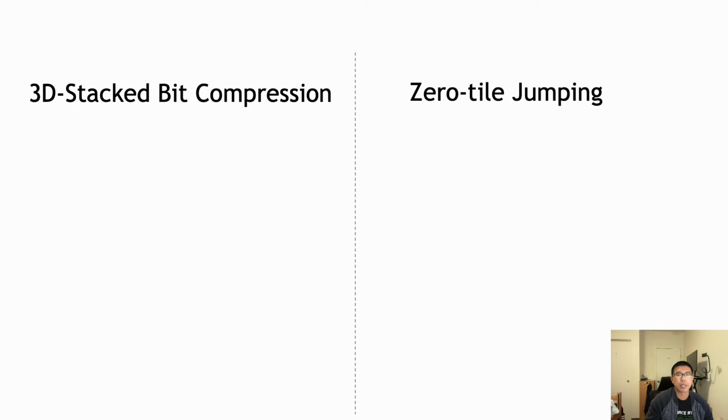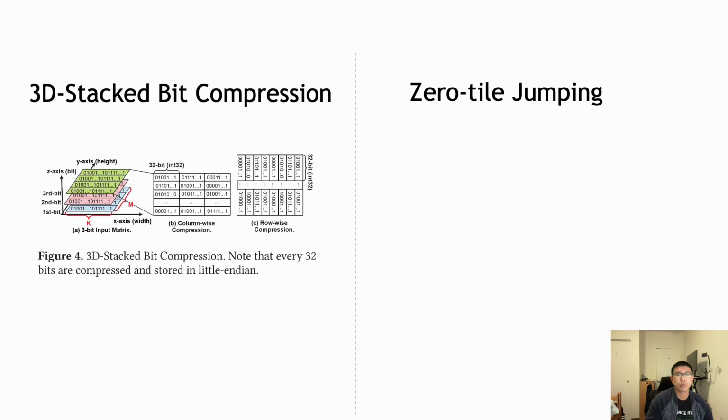For memory efficient data storage, we introduced a 3D stacked bit compression to efficiently pack the bit data into an int32 data. The figure shows a case with a 3-bit input embedding matrix, which is decomposed into three 1-bit input bit matrices. Elements of each 1-bit matrix are packed either along the row-major or the column-major dimension, depending on whether it's a left or right operand.